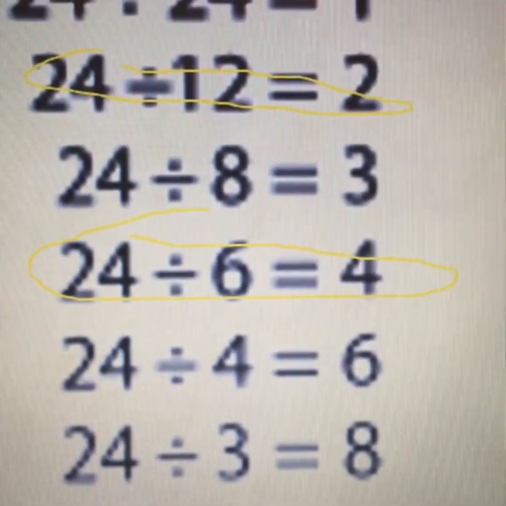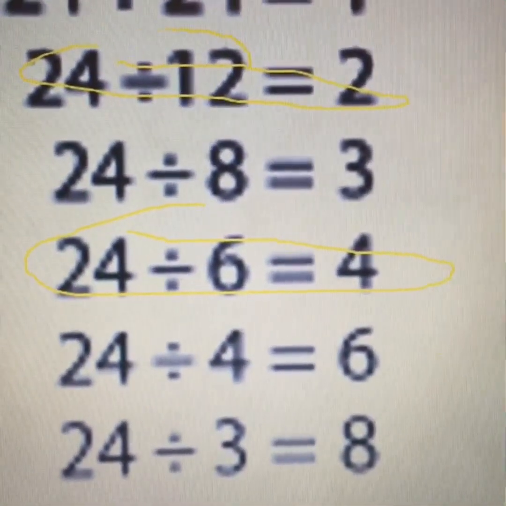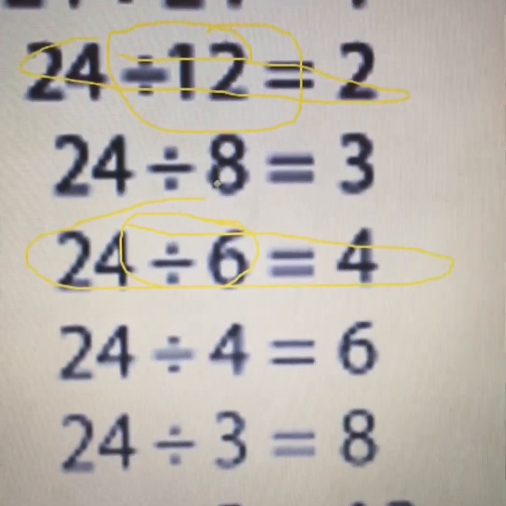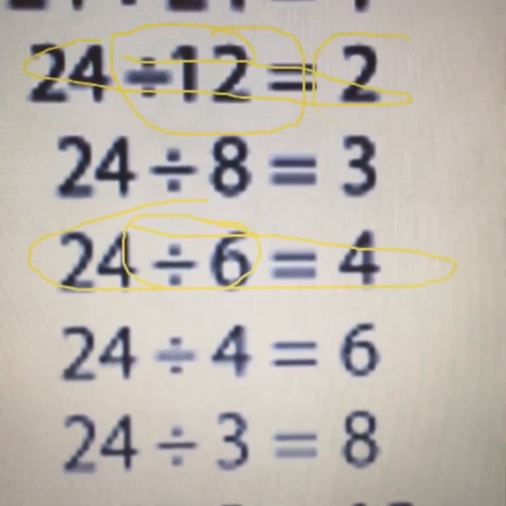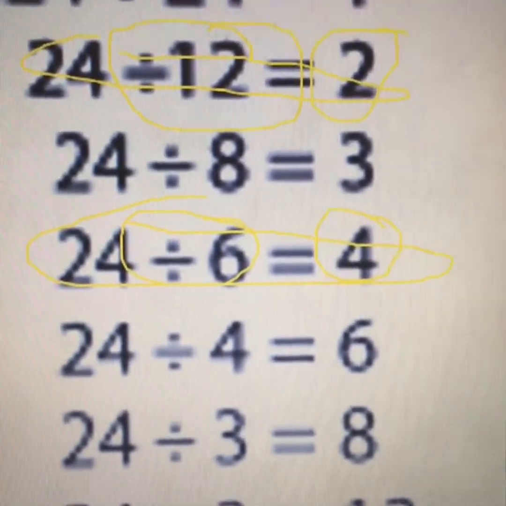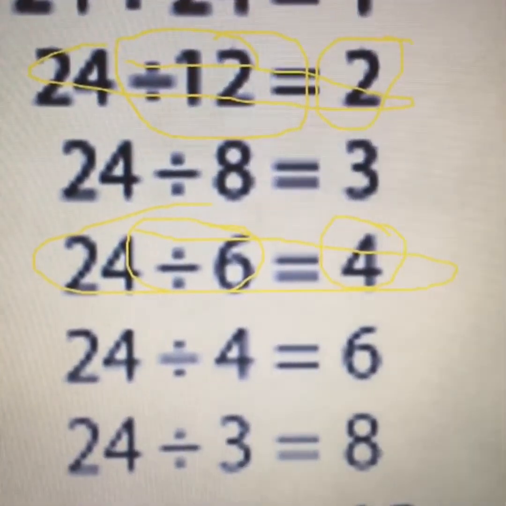So, what's the relationship between these two? Well, I've gone from dividing by 12 to dividing by 6. So I've divided the divisor by 2, which tells me I'm going to times by 2 or double the quotient. 2 times 2 is 4. Yes, I can see that that is right.